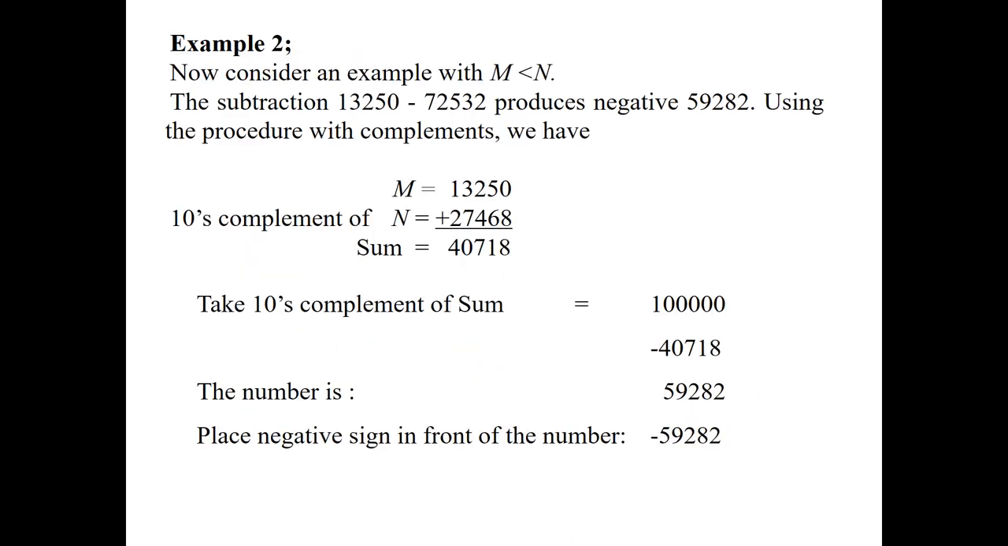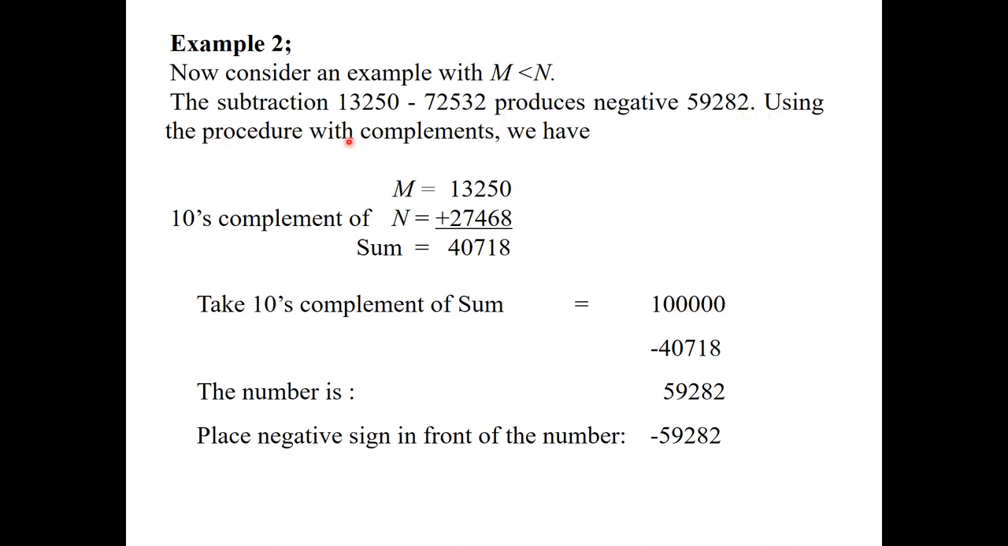Another example for case 2, when m is less than n. So basically you are supposed to get a negative number. Let's reverse this procedure, and the subtraction 13,250 minus 72,532. Now this should produce minus 59,282, right?